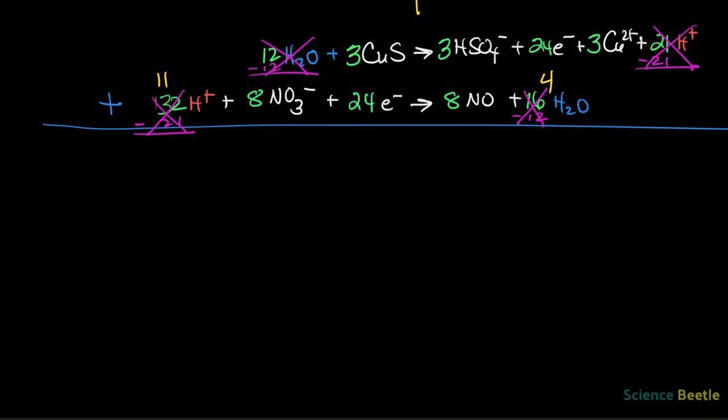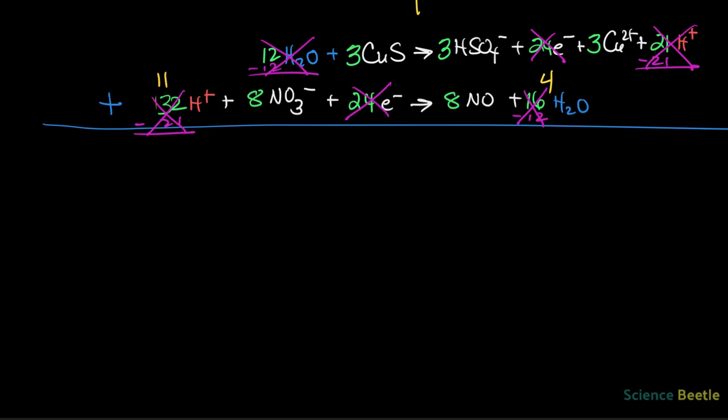Now we'll turn our attention to the item that remains. The only thing that remains now is to deal with the electrons. We've got 24 on the left, and on the right-hand side, we've got 24. So that's an easy thing. We can subtract 24 from both sides. That effectively cancels both of these. It goes down to 0 for both. So we don't have these species anymore.